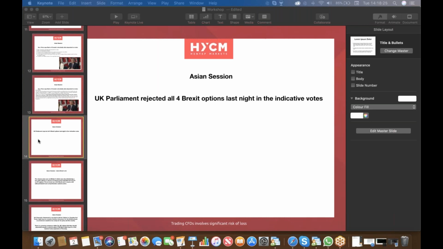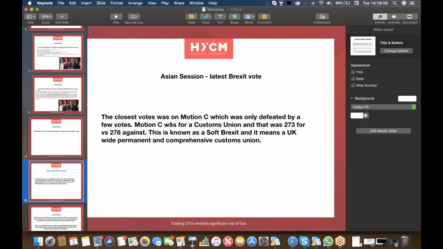And obviously, I'm a British citizen. I'm living here in the UK. And there is a deep sense of frustration within the UK. Why on earth haven't we been able to sort out and finalise a Brexit deal? And that frustration is really tangible and is really working its way through the entire population. And last night, again, all 3 Brexit options voted no. The closest vote was on motion C. Now, that was only defeated by a few votes.